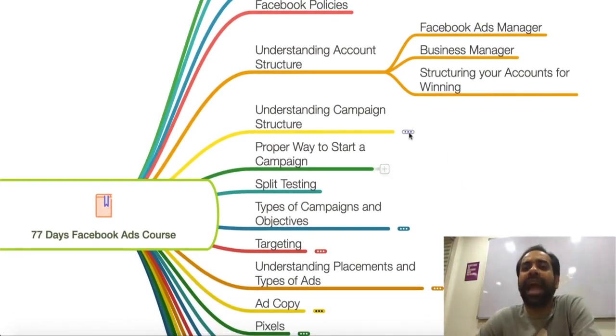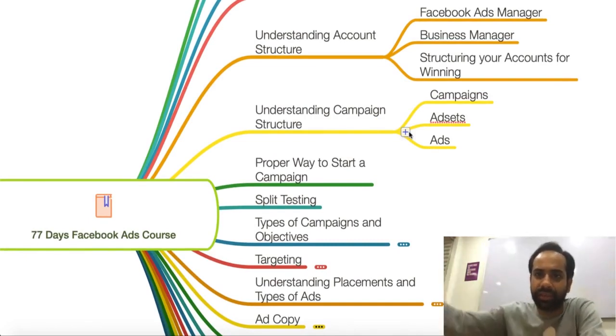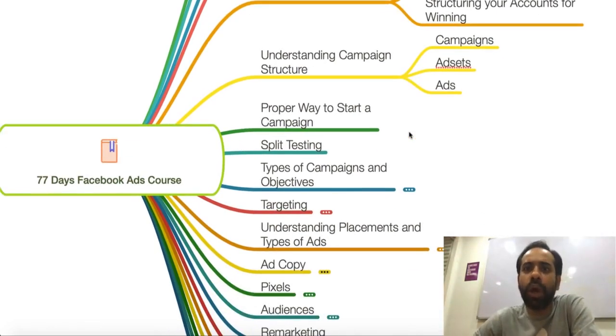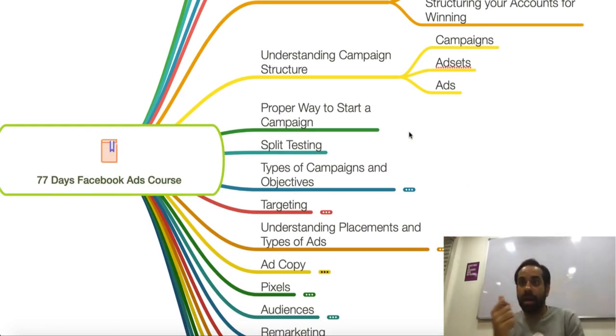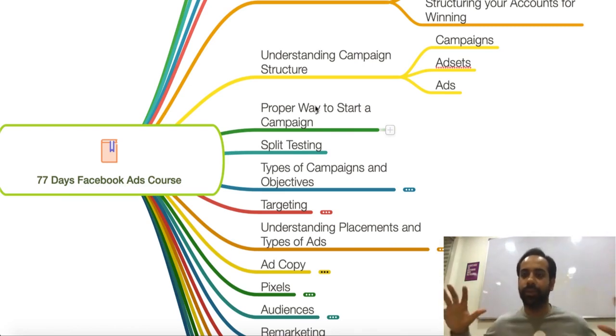Then we're going to talk about campaign structure. We're going to talk about campaigns, ad sets, and ads. This is the structure, how things work. Then we're going to talk about the proper way to start a campaign. What kind of campaign you should start, how many campaigns you should start at the beginning, how many ads you should have in each ad set, how many ad sets you should have, should you run a PPE campaign, should you run a conversion campaign, should you run a lead generation campaign, and so on. So there's a proper way to start your account, to warm up your account so that it is really, really structured for the big scaling.